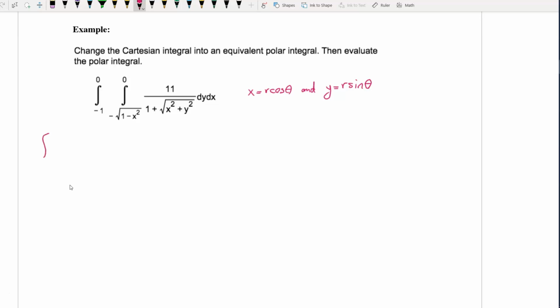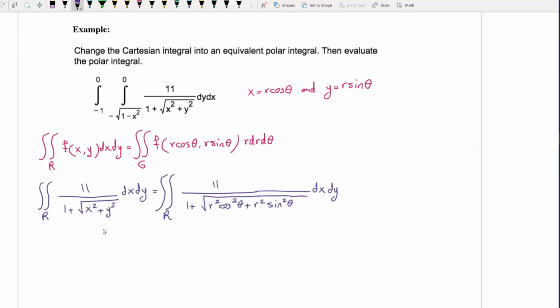So the double integral over region R of f of x, y dx dy is equal to the double integral over G of f, where instead of x we use r cosine theta, and instead of y we have r sine theta, and we replace dx dy with r dr d theta.